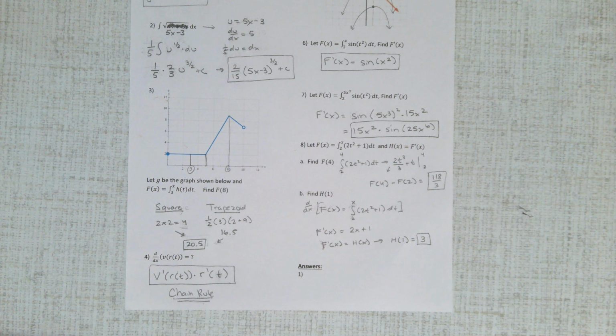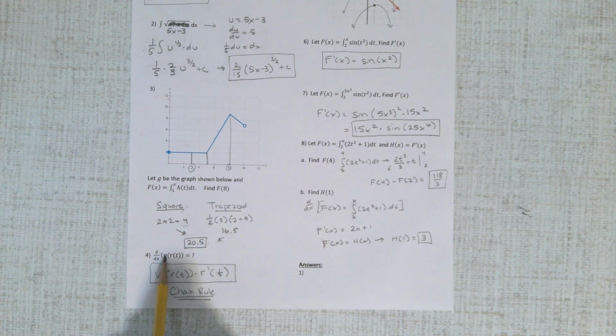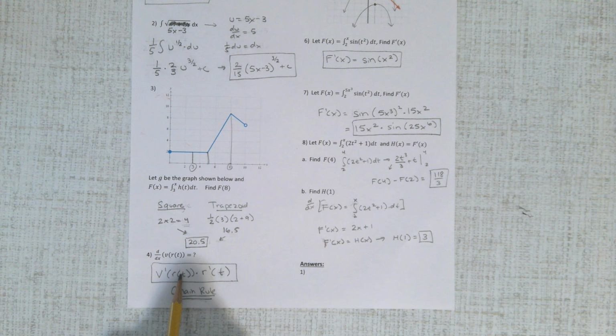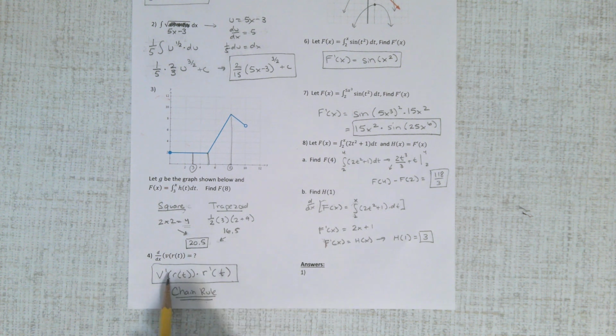This crazy notation down here means composite function. What is the derivative of a function inside of another function? Well, I take the derivative of the outside, leave the inside alone, times the derivative of the inside. That is the straight chain rule.